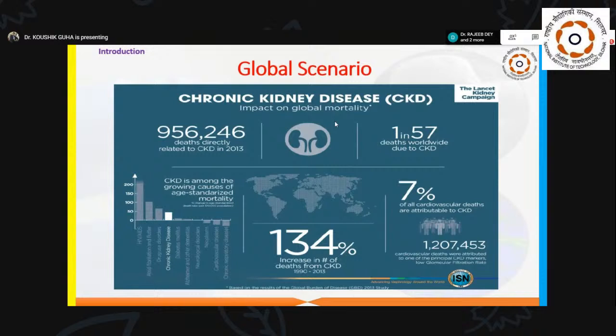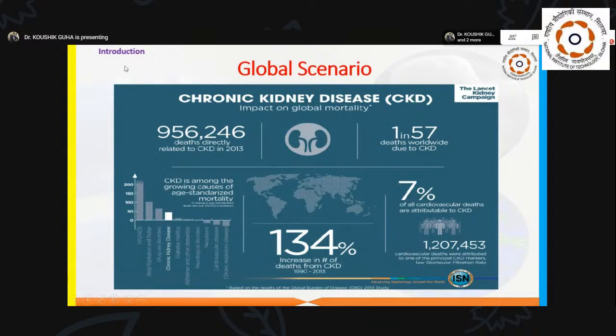And this is the global scenario. You can see chronic kidney disease, CKD. The amount of deaths, the figure for 2030, you can see 956,246. So this is the figure of deaths related to chronic kidney diseases. There is a 134% increase in the number of deaths from CKD from 1990 to 2030. So see how fast CKD is moving.